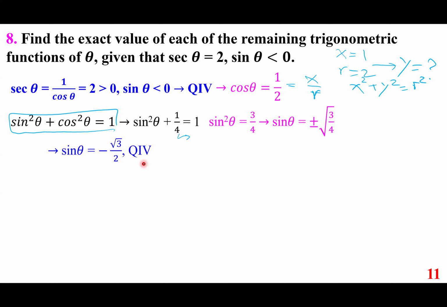Now, the rest of them just follows. Cosecant is 1 over sine, tangent is sine over cosine, cotangent is 1 over tangent. So cosecant is 1 over sine, so the reciprocal of that. Again, the answer is minus 2 over square root of 3. You can rationalize it by multiplying by square root of 3 over square root of 3. You get this one.